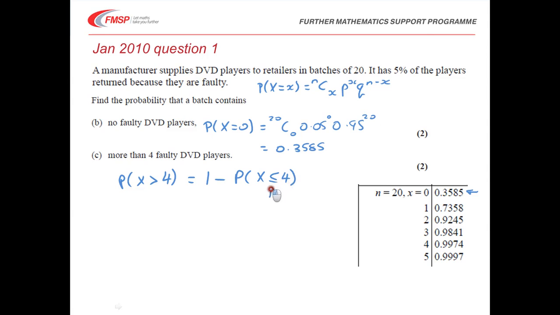Now, making sure that we're using this symbol here enables us to use the formula and the tables correctly. So this is going to now be 1 minus 0.9974 directly from the tables, which is going to give me 0.0026. So again, you get 2 marks here, 1 for using the table, and 1 mark for getting the correct answer. When we're using the table here, it's the 1 minus that we're interested in to get your method mark in this particular case.